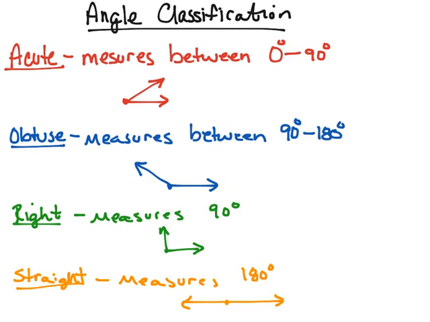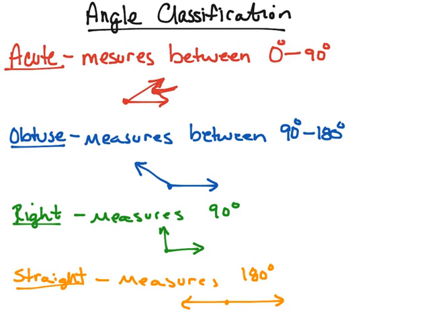So the first one we have here is an acute angle. And when we talk about acute angles, we're always talking about angles that measure between 0 degrees and 90 degrees. So I've given you an example here of an acute angle. So the degrees might be something like a 45 degree, 35 degree, 25 degree. Anything that falls between 0 and 90 degrees would be considered an acute angle. Alright, so right in here we're looking at an acute angle.